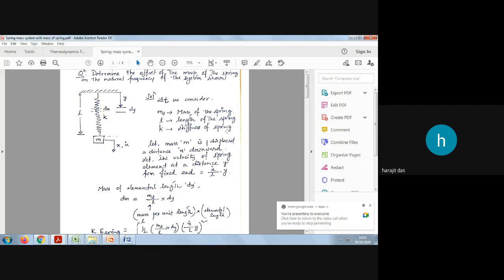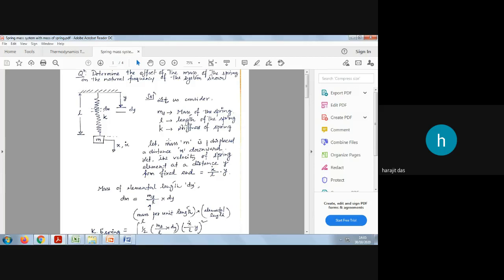One thing: in most of the class test solutions, 90% of the students have taken the stiffness of the spring as Newton meter. But its unit is Newton per meter, so you should remember this. For the spring constant, the unit is Newton per meter, because the spring force is F equals kx, so k is F by x, Newton per meter.